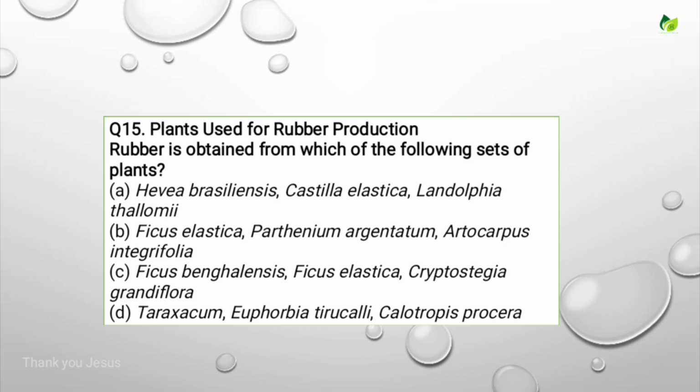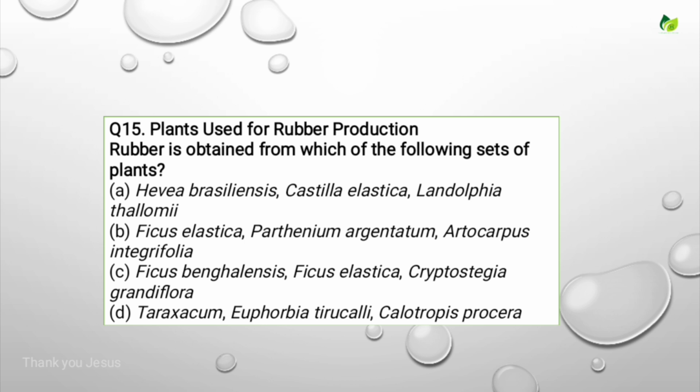Plants used for rubber production. Rubber is obtained from which of the following sets of plants? You have to pick the correct set. Options include Hevea brasiliensis, Castilla elastica, Landolphia, Ficus elastica, Parthenium argentatum, Artocarpus integrifolia, Ficus bengalensis, Cryptostegia grandiflora, Taraxacum, Euphorbia tirucalli, Calotropis procera.